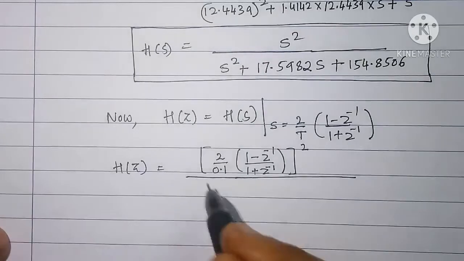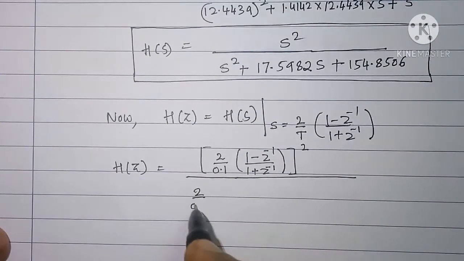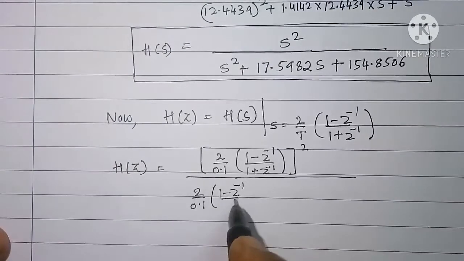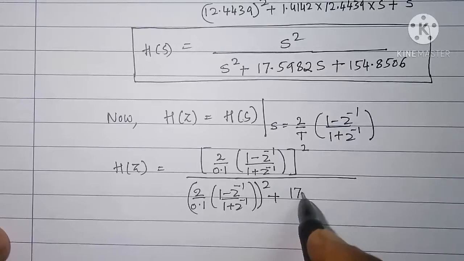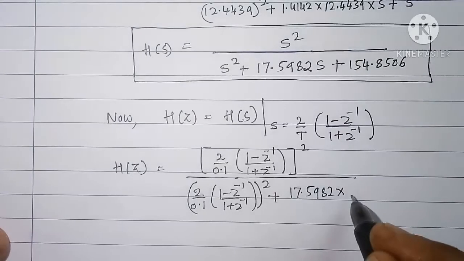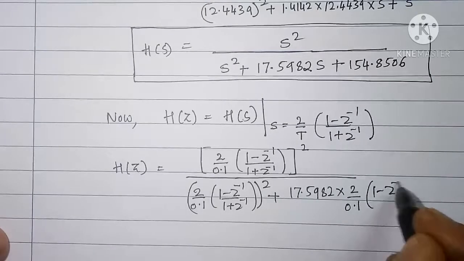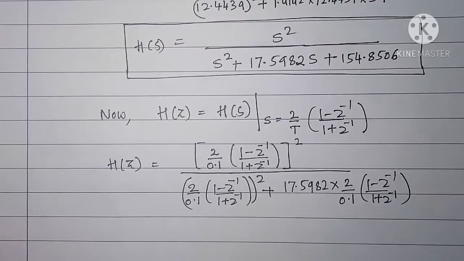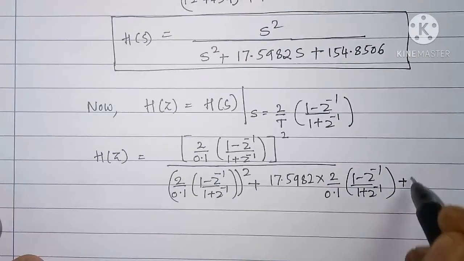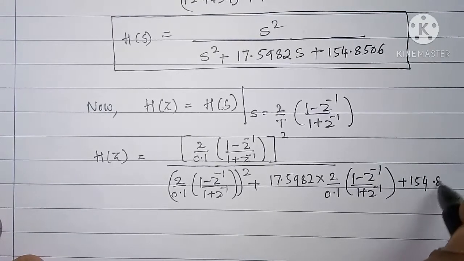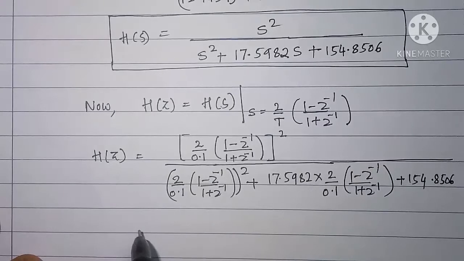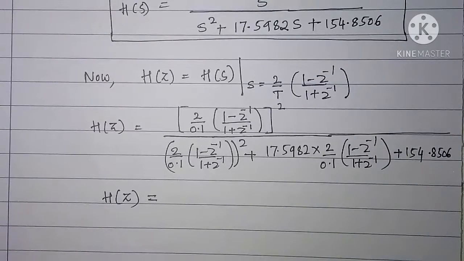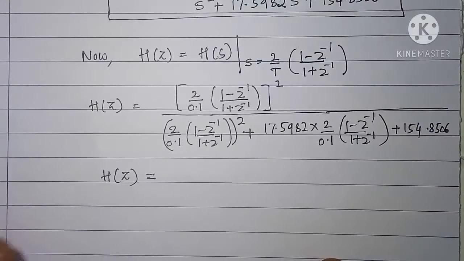Divided by 2 by 0.1 (1 minus z raised to minus 1 upon 1 plus z raised to minus 1) whole square plus 17.5982 into 2 by 0.1 into (1 minus z raised to minus 1 upon 1 plus z raised to minus 1) plus 154.8506. Next, we have to take LCM and simplify.